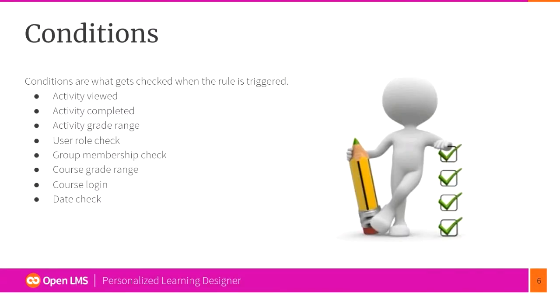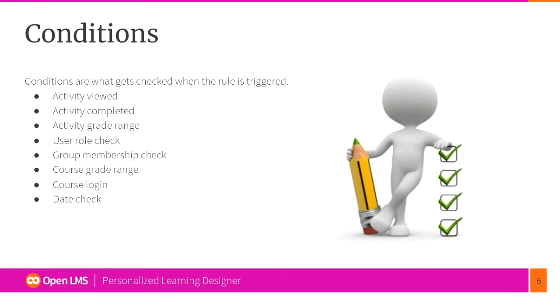So, talking about the conditions here. Conditions are what gets checked when the rule is triggered. You can see the example conditions here. Activity viewed checks if an activity or resource has been viewed by the user who triggered the rule. And again, the way we did last week, we'll go into my demo environment and I'll show you these hands-on specifically.